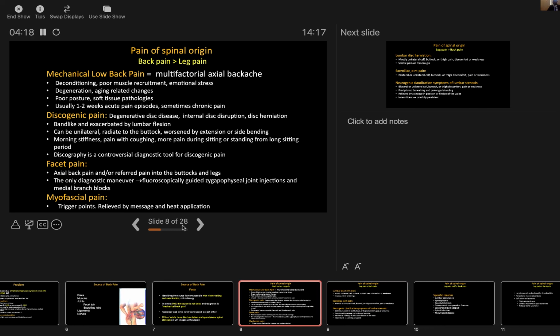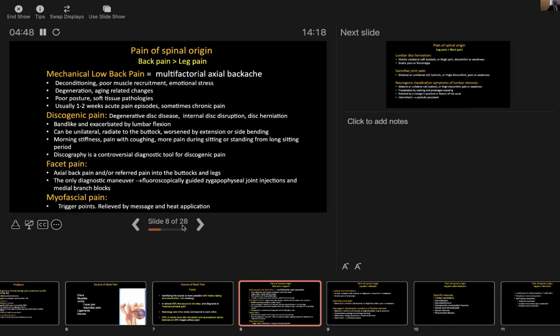And pain of the spinal origin. If back pain is more than leg pain, there may be some possibilities. That could be mechanical low back pain, discogenic pain, facet pain, and myofascial pain. All of them have some different clinical characteristics to help you differentiate them.